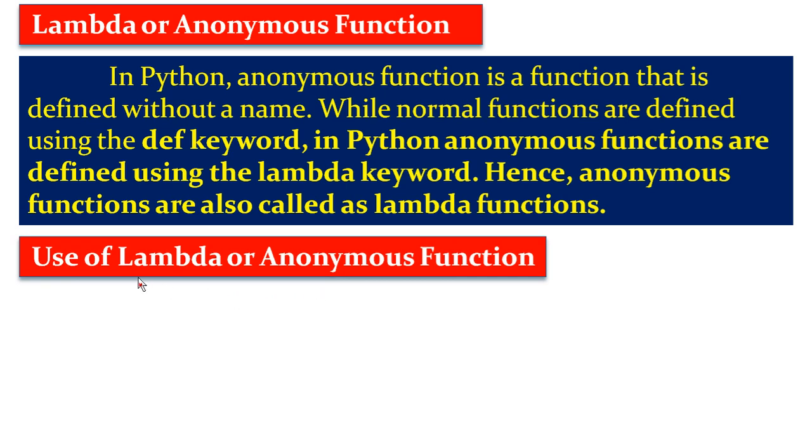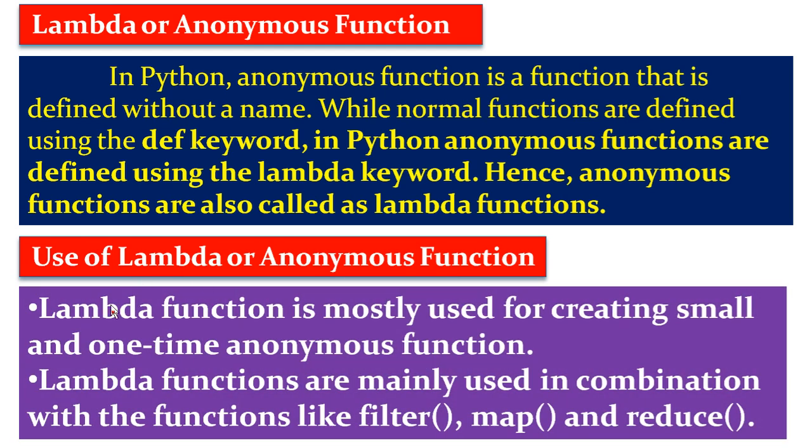What are the uses of the lambda or anonymous function? There are two uses, so it may be asked for 2 marks. Lambda function is mostly used for creating a small and one-time anonymous function. Second, lambda functions are mainly used in combination with functions like filter, map, and reduce.